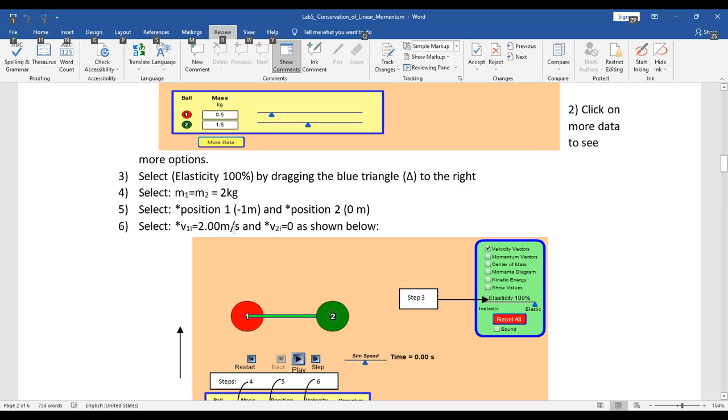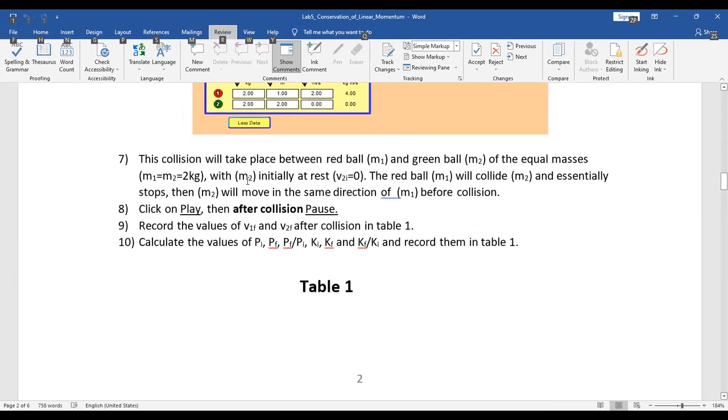Then select the initial velocity of ball 1 as 2 meters per second, and the velocity of ball 2 as 0 meters per second. You can see ball 1's velocity is 2, and ball 2's velocity is 0. It means the first ball is moving, and the second ball is originally at rest. Then we have to collect the data.